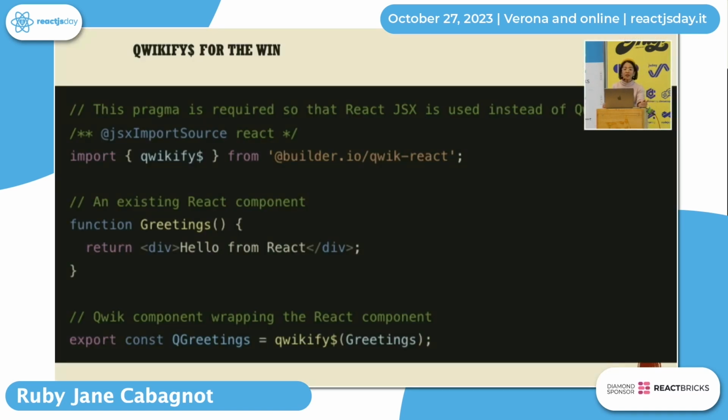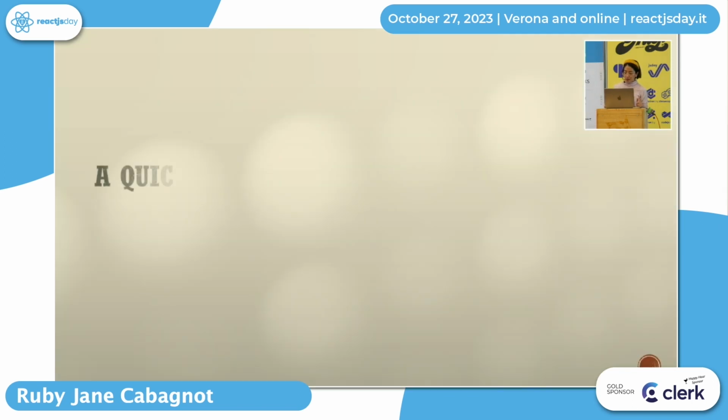So the Qwikify utility function basically converts your React components into plain, simple HTML that only runs on the server. This means that the React components are not interactive by default when rendered. So what if the component needs to be interactive? Then it needs to be downloaded in the browser. Let's see that in action here.